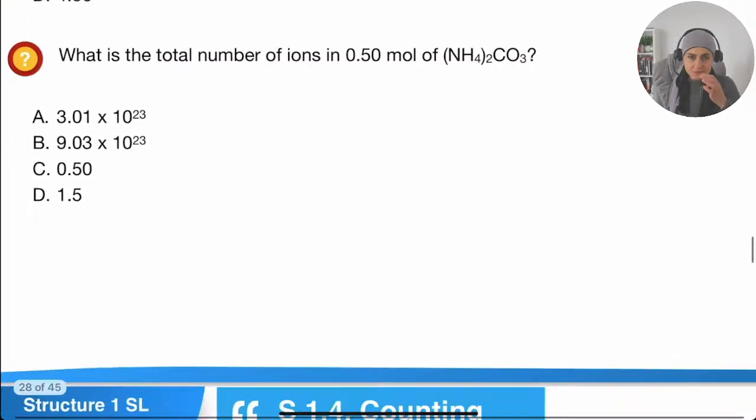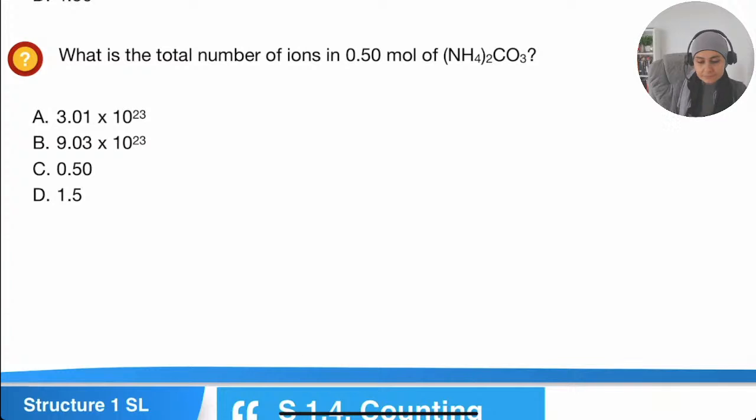And what is the total number of ions in 0.5 moles of (NH4)2CO3? This is slightly more complicated, so you need to recognize that this formula has two types of ions, and we would cover it in Structure 2. So this formula has two NH4 plus ions and one CO3 2 minus ion. So it has 3 ions in total, 2 and 1.